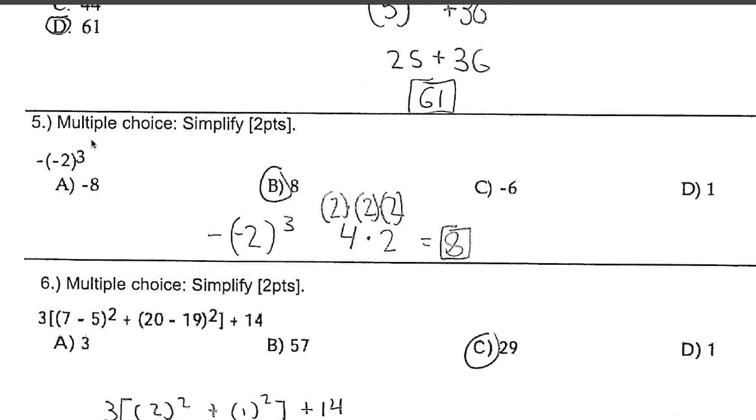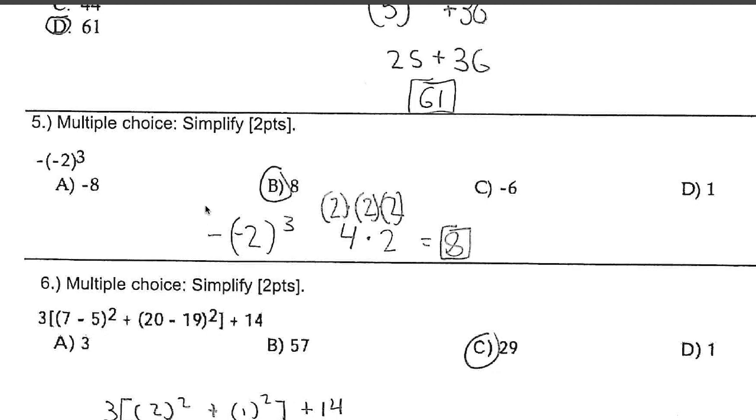Question number 5, multiple choice. Simplify the opposite of -2 to the third power. The temptation for the student is to change the opposite of a -2 to a +2, and then do 2 to the third power. Although that does give you 8, which is the correct answer, that's not how you would do the problem.